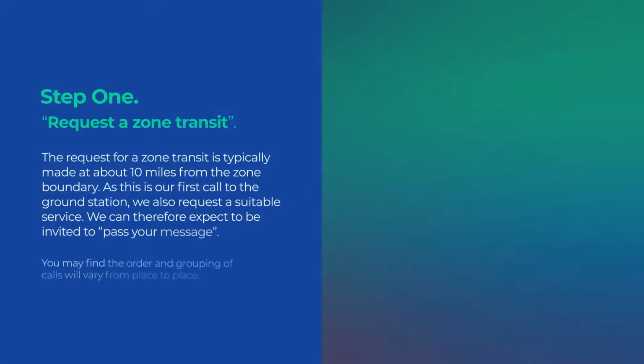The request for a zone transit is typically made at about 10 miles from the zone boundary. As this is our first call to the ground station, we will also request a suitable service. We can therefore expect to be invited to pass your message. Note that the exact order and grouping of calls may vary as different ground stations have different practices.